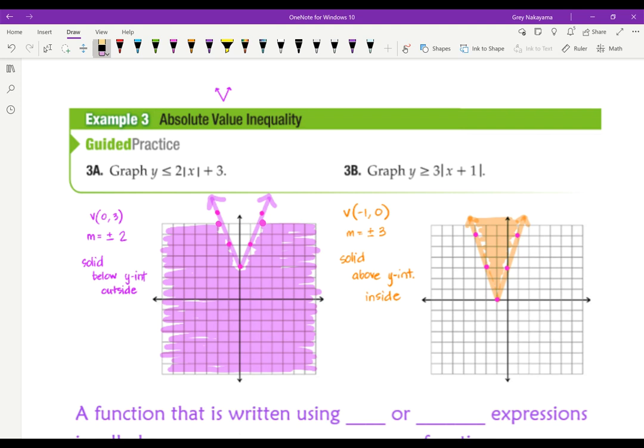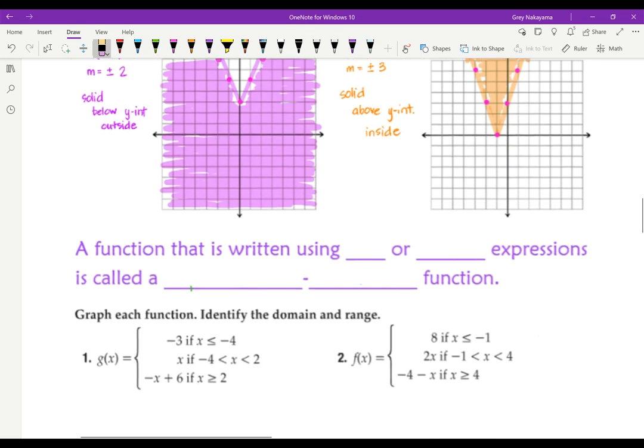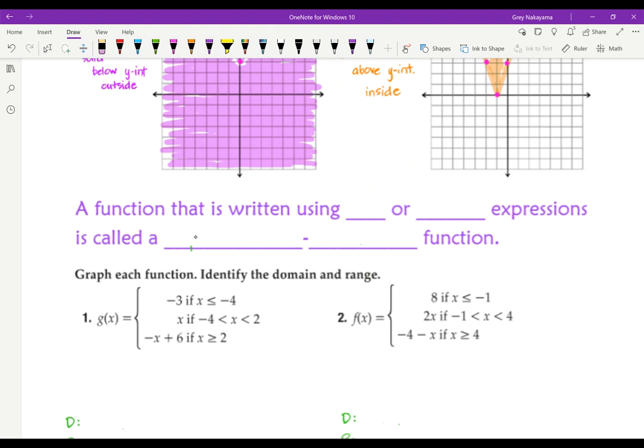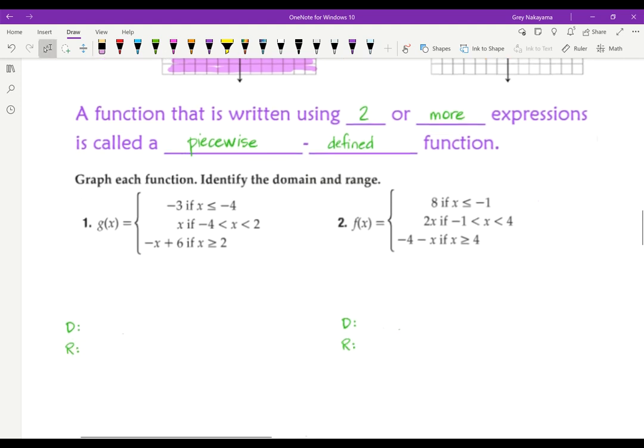Okay. All right, the next thing that we have to talk about is something that is called a piecewise defined function. And that is any function that is written using 2 or more expressions. Here's some examples. Graph each function, identify the domain and the range. So when you graph these, and I'm telling y'all now, they're all linear functions, all of these. So you're graphing parts of lines. Yes, in your future, will you graph something other than lines? Yes, you will. But right now, for this class, we're just going to do linear functions.